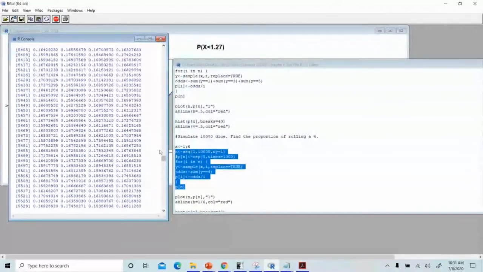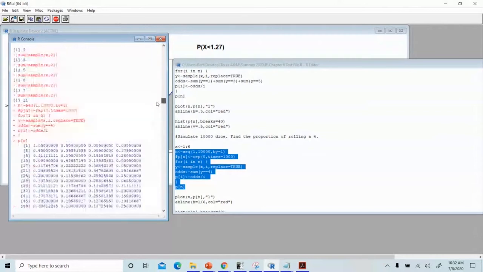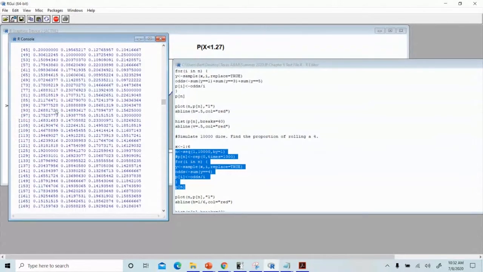As the sample size increases, as my n increases, I start getting closer and closer to a particular number, right? So here I'm at 300. I'm at 70% 4s. At 365, I'm at 21% 4s. But then as I go on and on, if I roll the dice 701 times, I'm at 16.5%.